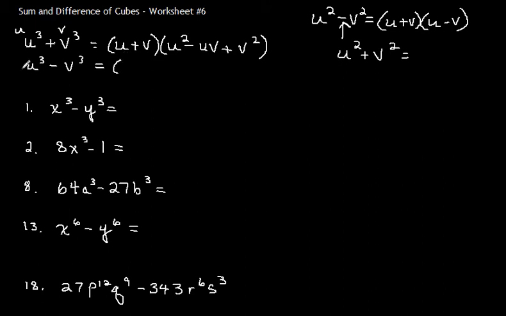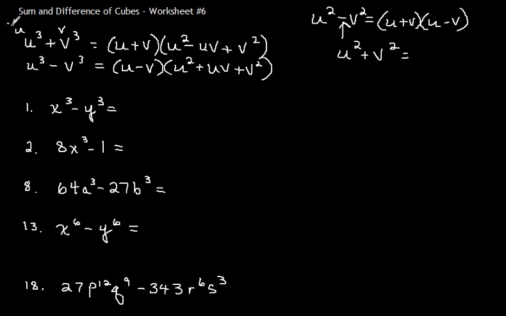Okay, the difference is the same thing, only it would be u minus v. See how they match the first one? And then the second sign is opposite of the first sign. And the last sign is always positive. So let's apply these to some problems. This is your formula that you need to memorize to do these problems.